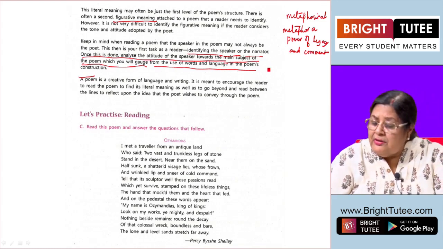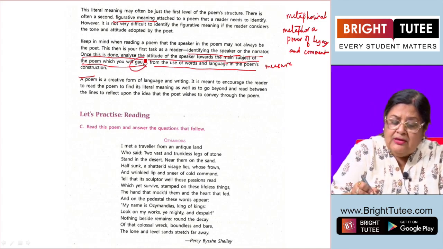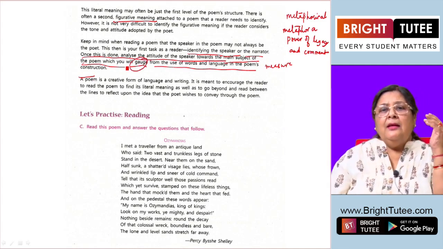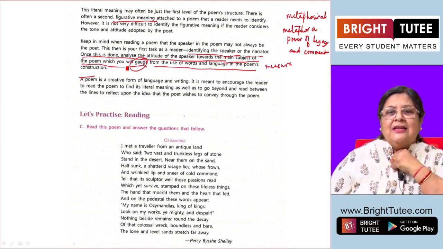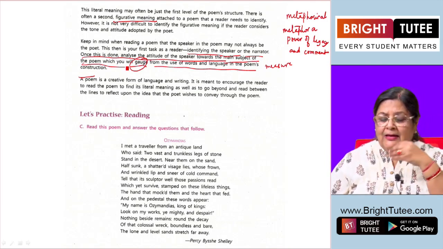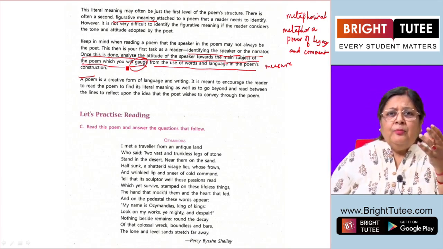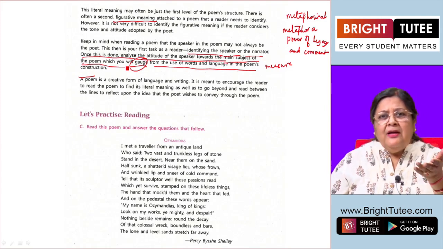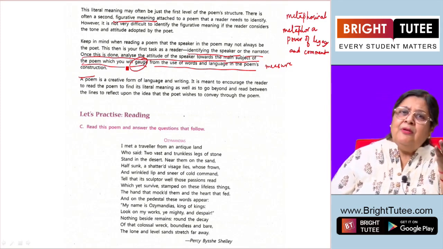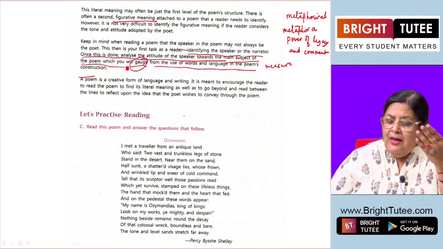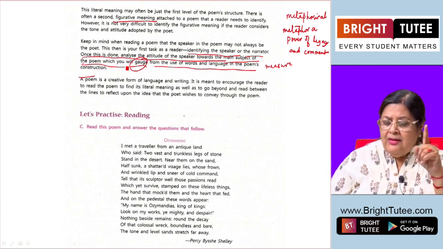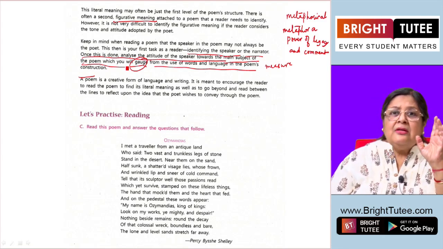Gauge is to measure. The meaning of gauge is measure. So while you are reading a poem, it's not necessarily that the speaker, the poet, wants to speak or to write or to rhyme. You have to identify it yourself. It may not be rhyming, it may be just a simple narration kind of poem. You have to know the words and the language of the poem's construction.